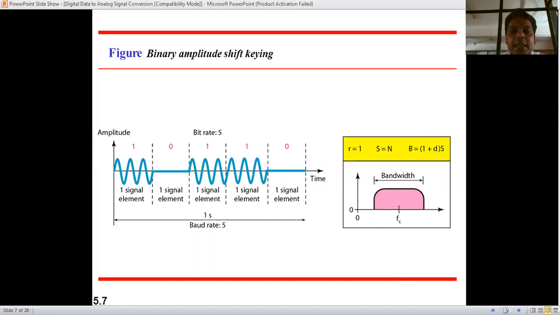Here small d may contain two different values, either 0 or 1. Why does it contain 0 or 1? Due to modulation or due to filtration of the signal, d holds either 0 or 1. And we already know that S represents the baud rate or signal element rate. So the bandwidth of a binary amplitude shift keying signal is calculated as 1 plus d into S.